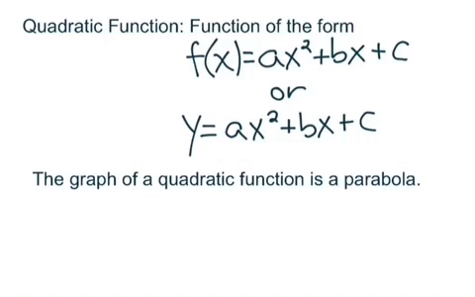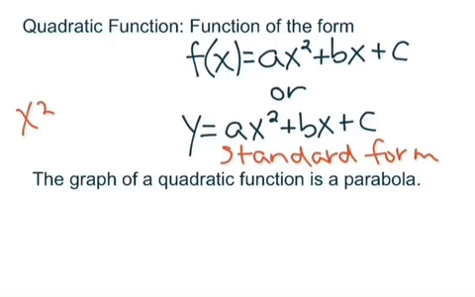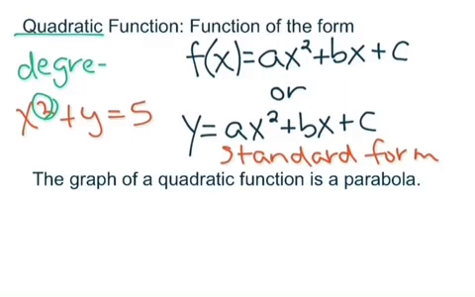First, let's talk about what a quadratic function is. A quadratic function is a function that comes in one of these two forms: f of x equals ax squared plus bx plus c, or y equals ax squared plus bx plus c. When it's written in this form, that's its standard form. It may look different than that, right? So it might be something like x squared plus y equals 5. Even though it's not written in its standard form, it's still a quadratic function. What's determining the quadratic here is, of course, a degree of 2. So any function with a degree of 2 is going to be a quadratic function.